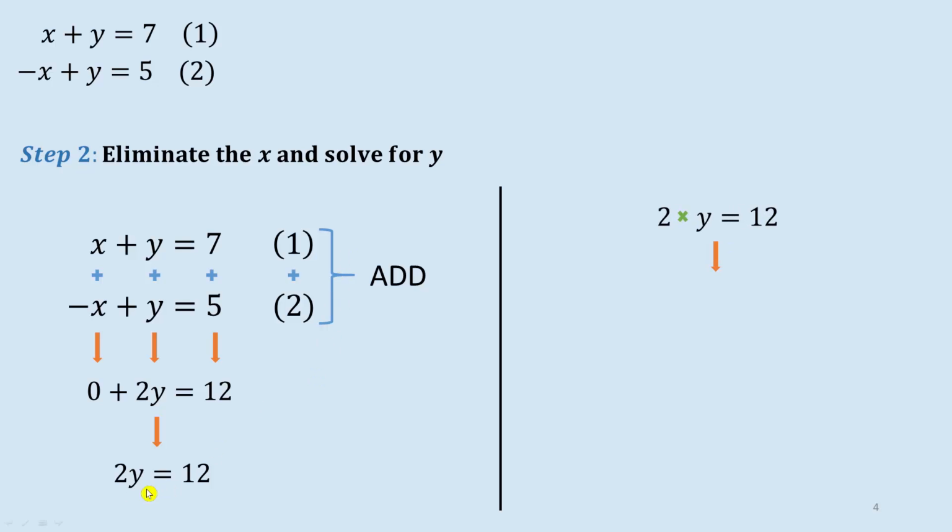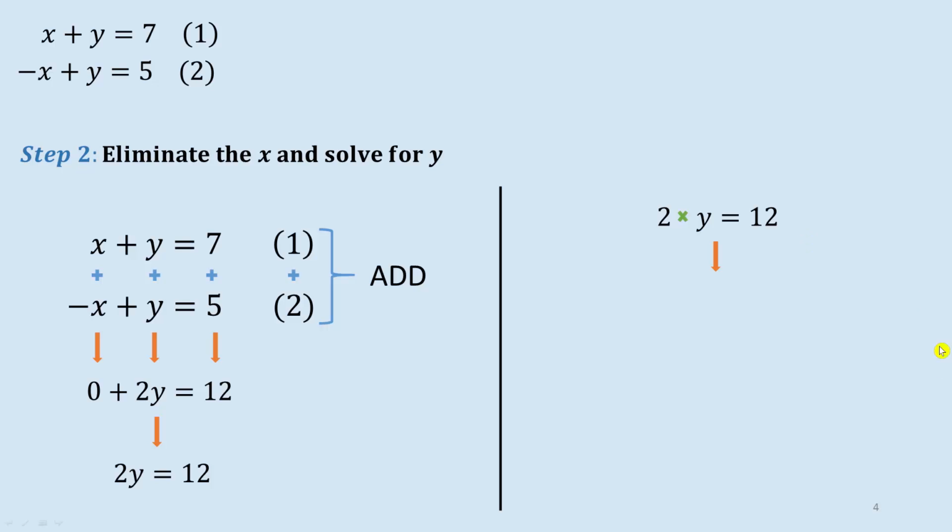Now remember, this 2y is the same as saying 2 times y. We have a times in the middle, but we don't show it here. So I've just highlighted it here in green. So 2 times y equals 12. What we want to find out now is, what is y? 2 times what will give us 12?